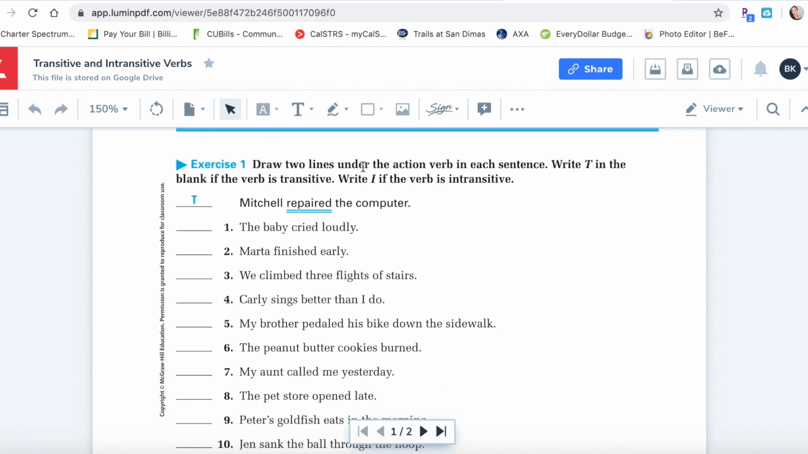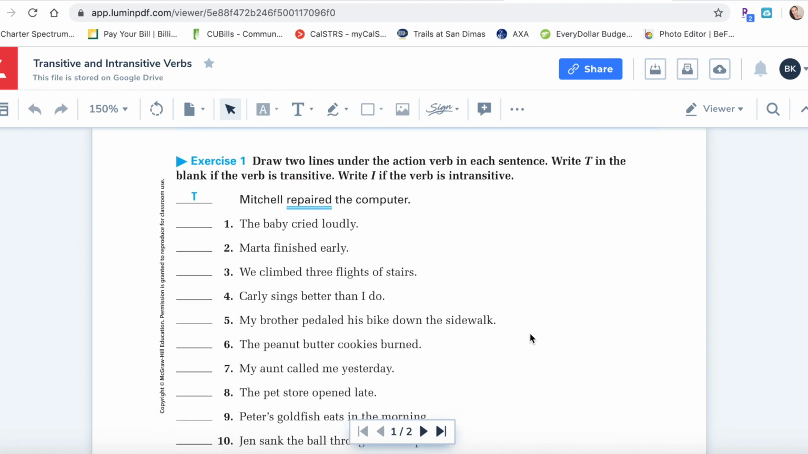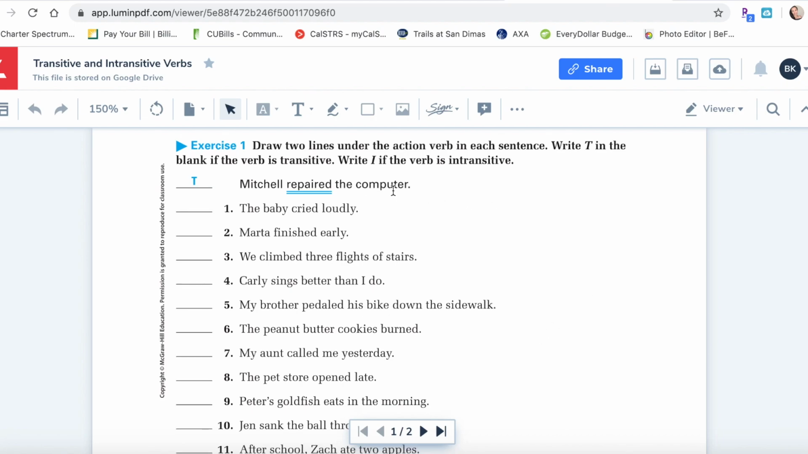Okay, so the directions say, draw 2 lines under the action verb in each sentence. Write T in the blank if the verb is transitive, write I if the verb is intransitive. Now remember, if you forget the difference between transitive and intransitive, scroll back up and look up here, okay? But for this purpose, we're just going to stay right here because we're going to be doing a couple together. So, first one, Mitchell repaired the computer. Okay, so first off, remember what a verb is. A verb is an action word, something that the subject or the character is doing. So, what did Mitchell do? Mitchell repaired. He repaired, okay? So that's why this is double underlined.